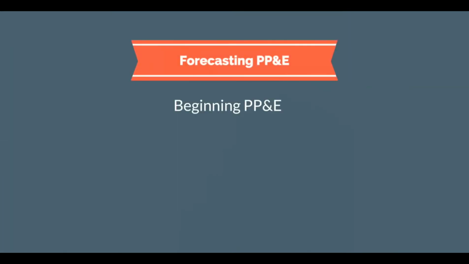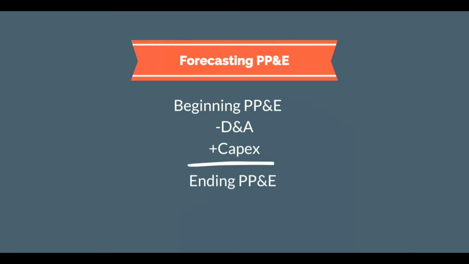Therefore, when calculating PP&E, we need to remember the firm starts with a certain level of PP&E. And then, when these assets are used throughout the year, their value is reduced through D&A. So, this leaves us with a lower PP&E. But if the company invests in CapEx, the PP&E increases. These items should be considered when modeling PP&E.